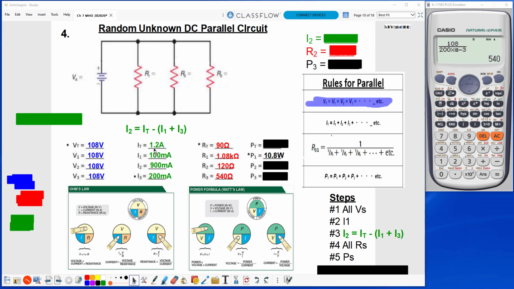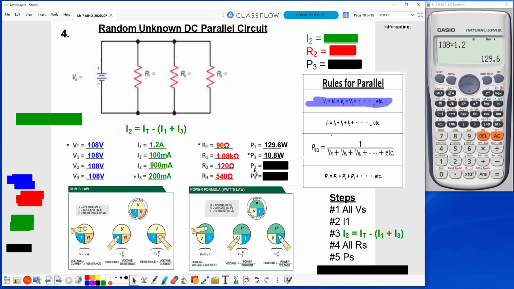So PT is going to be equal to IT times VT. I'm going to put my voltage in first, 108 times IT 1.2, equals 129.6 watts. P1 was given to us.